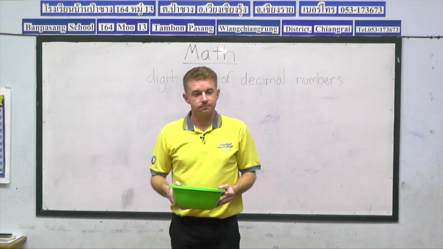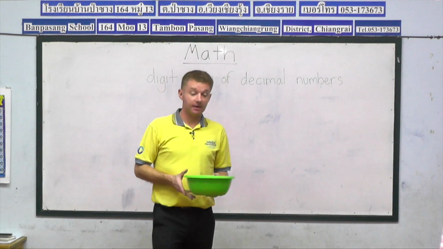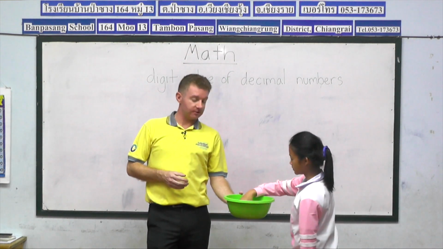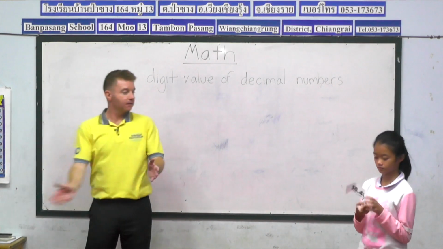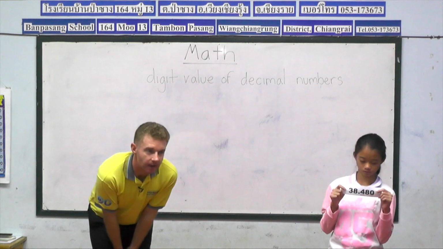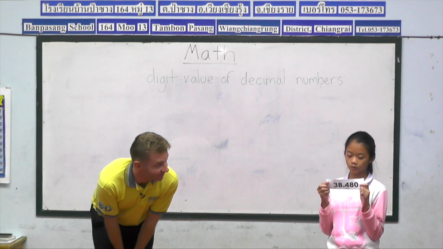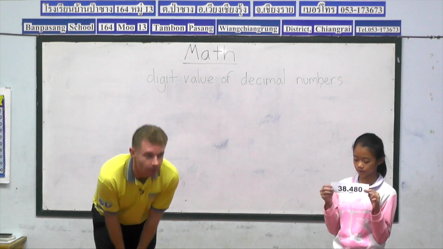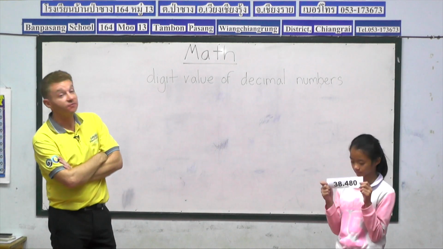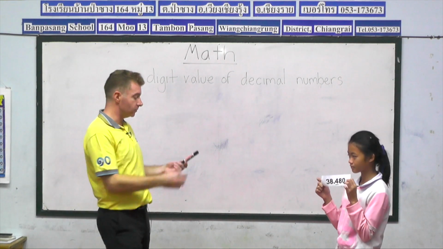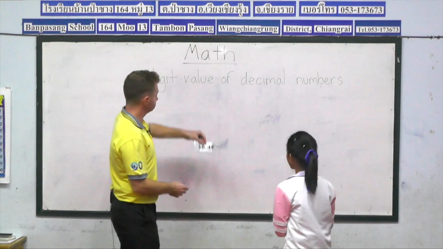Dan, come and join me at the front of class, please. And it's now Dan's turn to choose a flashcard to show to her friends. Okay, so show it to your friends, please, Dan. What numbers can we see this time, guys? 38.480. But which number are we interested in the digit value of? The 4 is correct. Okay, so first thing to do is write the entire number on the board for me.